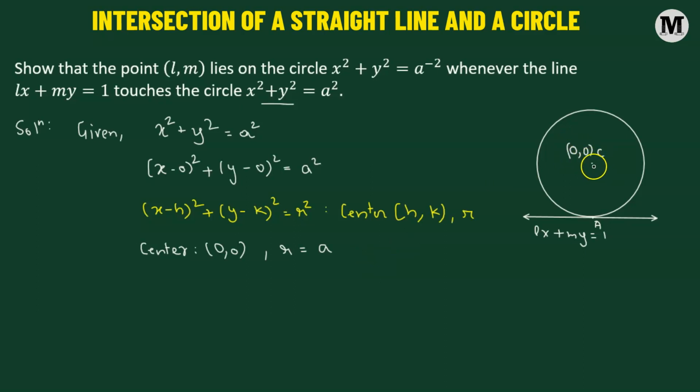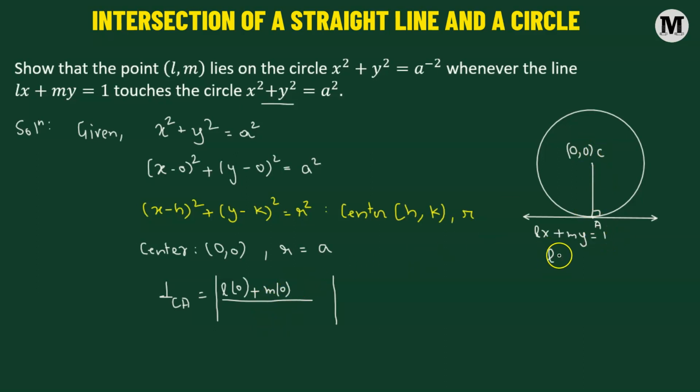Let's drop a perpendicular from point C to point A, on the line which is tangent to the circle at point A. Now we can easily define the perpendicular distance CA. We'll take the absolute value. In the numerator, we need the coefficient of x of the line, which is l, multiplied by the x coordinate of point C, added to the coefficient of y of the line, which is m, multiplied by the y coordinate of the center C, which is 0.